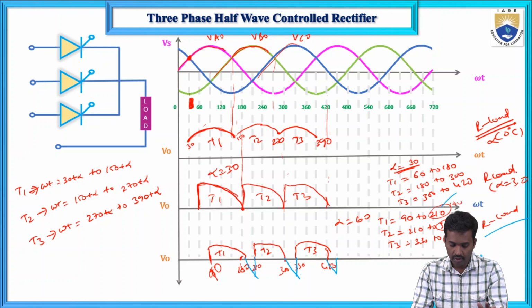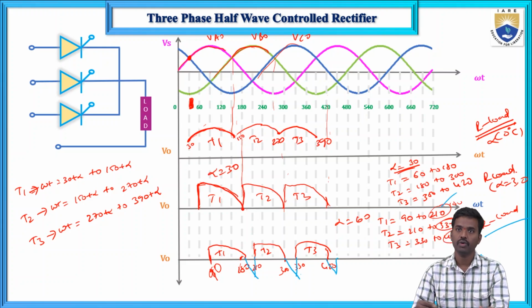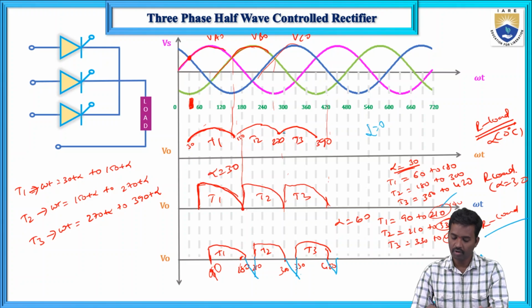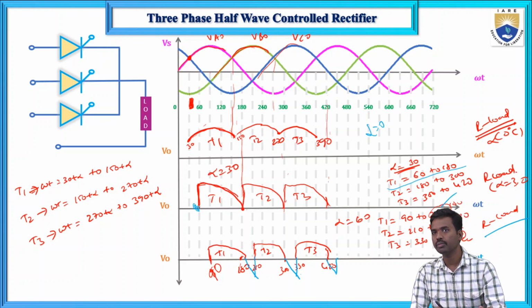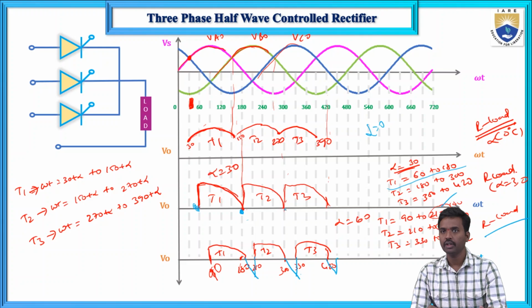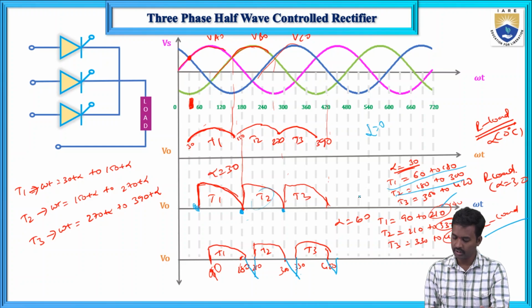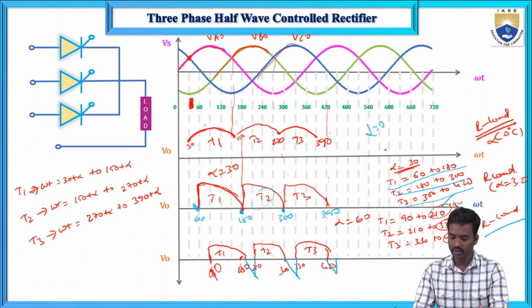So now, what is the conclusion here? From alpha equals 0 degrees, the T1 SCR will conduct from 30 to 150, and 150 to 270, and 270 to 390. But here, alpha equals 30, T1 is conducting from 60 to 180, and next from 180 to 300 the T2 thyristor will conduct, and 300 to 390, T1, T2 and T3 will conduct.